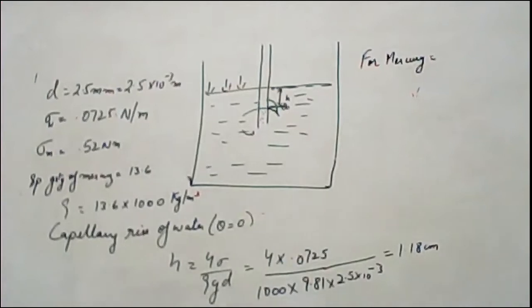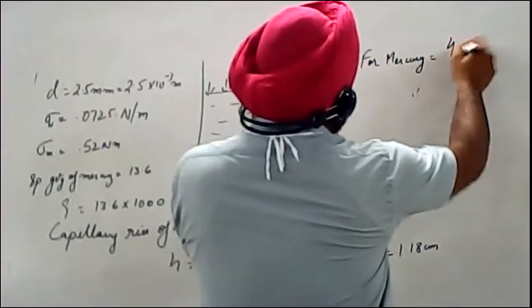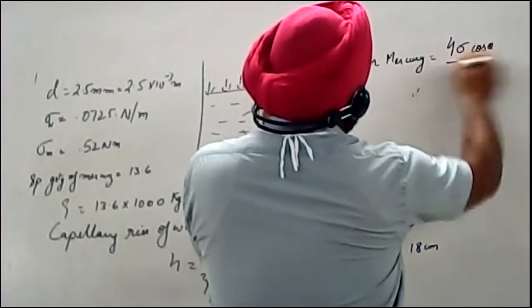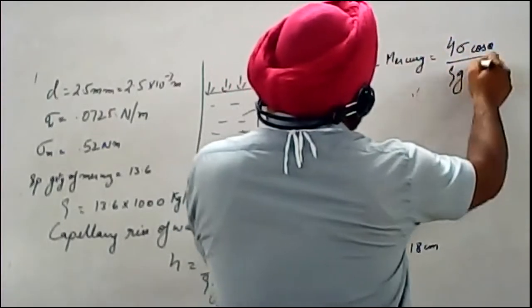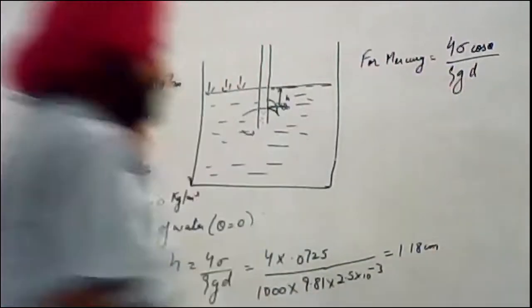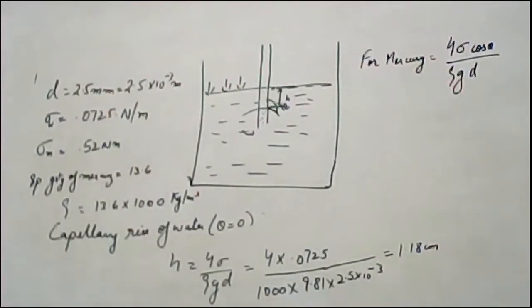And the formula for that is 4 sigma cos theta by rho GD. The value of sigma is given to you. In case of mercury, angle is given as 130 degree. Put these values.